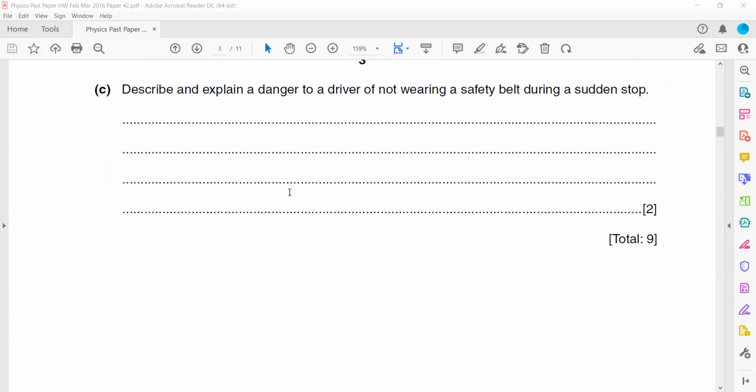Then describe and explain the danger to a driver not wearing a seat belt during a sudden stop. So this is a general question. It's not directly related to the use of physics. You can just mention that if he's not using the seat belt, he might hit the windscreen or the dashboard and can suffer a serious injury, because if a driver applies the brake and there is no seat belt, he will move forward because of his inertia, and he will hit the dashboard or windscreen and can cause fatal or serious injury.